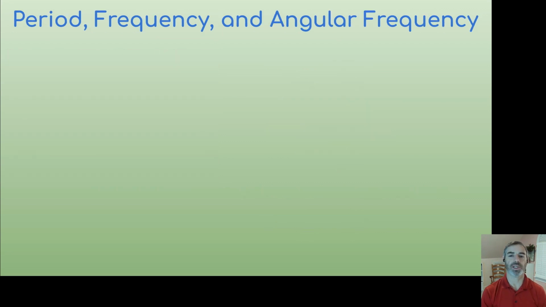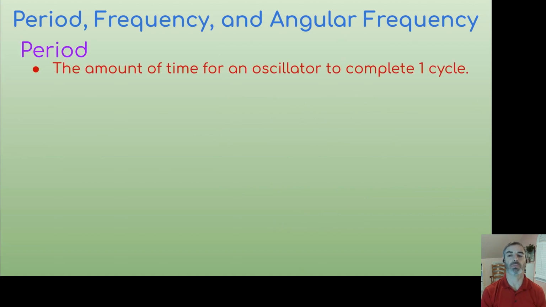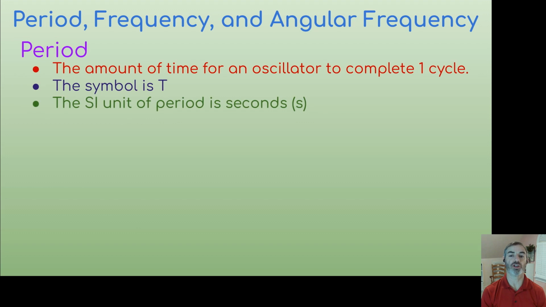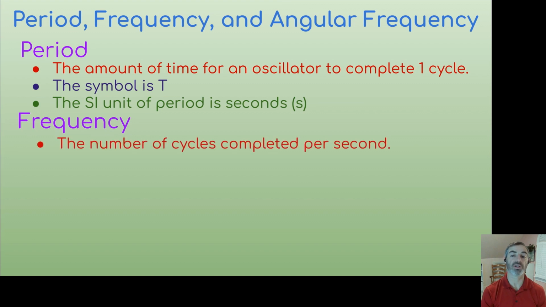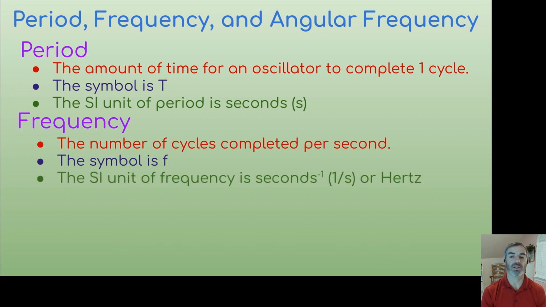So let's summarize these 3 terms. Period is the amount of time for an oscillator to complete one cycle. The symbol is capital T, and our SI unit for period is measured in seconds. Now frequency is the number of cycles that are completed per second. The symbol is a lowercase f, and the SI unit is inverse seconds, or just hertz.